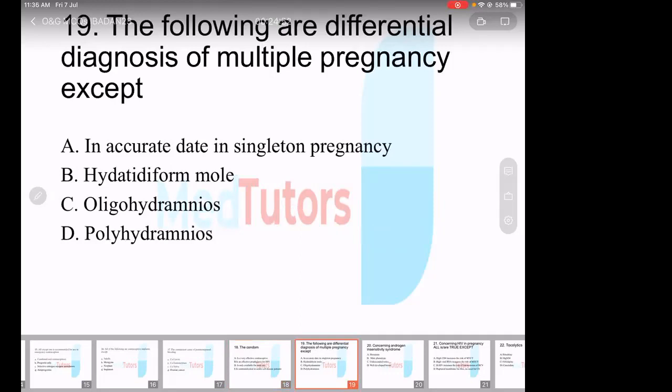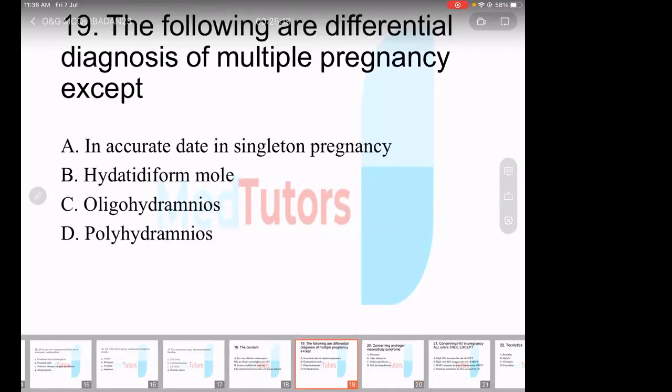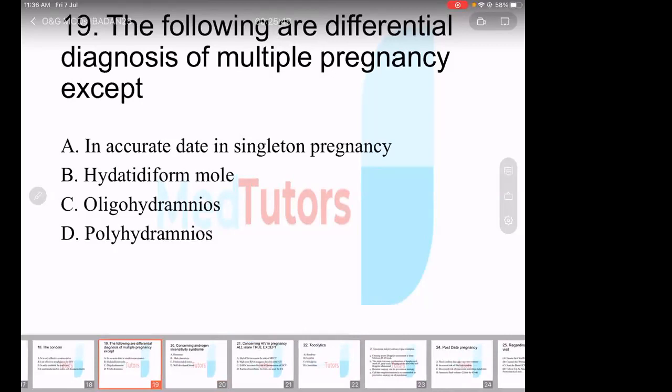19, the following are differential diagnosis of multiple pregnancy except A, inaccurate date in singleton pregnancy. B, hydatidiform mole. C, oligohydramnios. D, polyhydramnios. Of course, if you inaccurately dated a singleton pregnancy, it can appear to be large for gestational age. So this is correct. And hydatidiform mole, one of its characteristics is that the pregnancy is larger than gestational age. Then C, oligohydramnios, of course, it will be smaller than the gestational age. So C is the answer here.